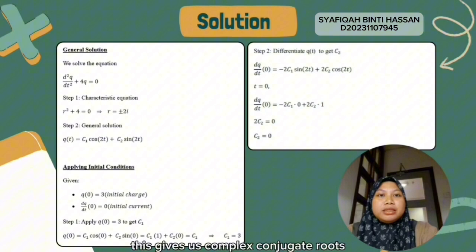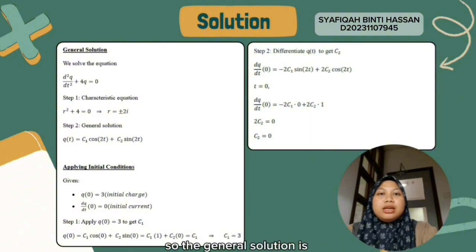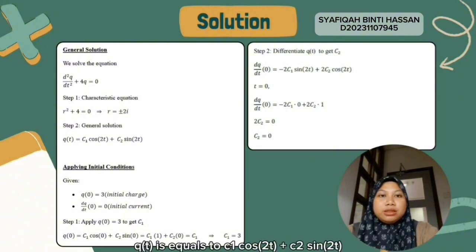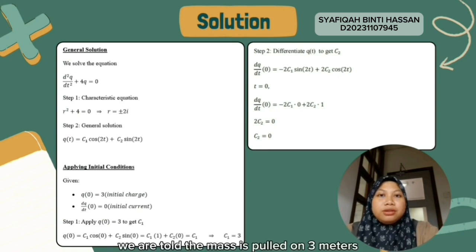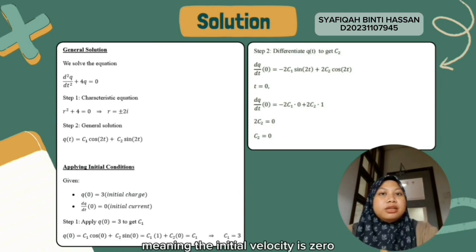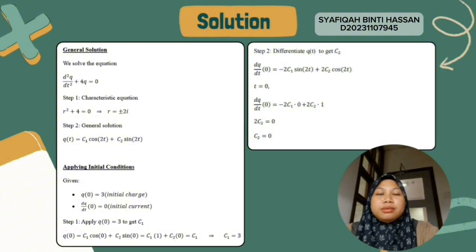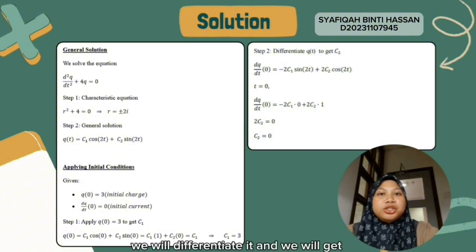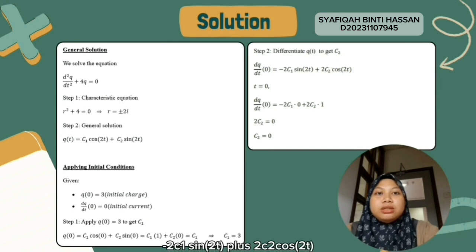This gives us complex conjugate roots, so the general solution is Q(t) equals C1 cos 2t plus C2 sin 2t. Now we apply the initial conditions to find the particular solution. We are told the mass is pulled down 3 meters. This gives the initial position Q(0) equals 3. It is released from rest, meaning the initial velocity is 0. From the general solution, we differentiate it and we get negative 2C1 sin 2t plus 2C2 cos 2t.